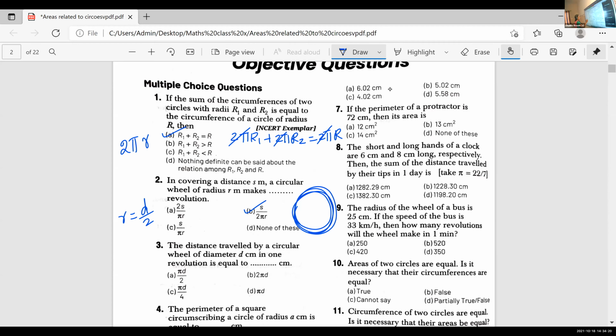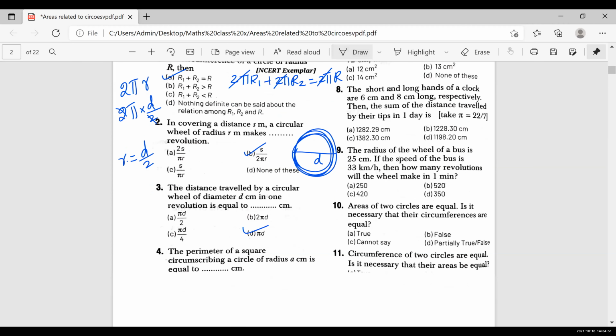Now what is r? Diameter is d, isn't it? So radius will be half of it. So 2 pi into d by 2. The 2 will get cancelled. So it will be pi d. Now is it okay, Heinz Steve? Is it clear? Yes, ma'am. Okay.